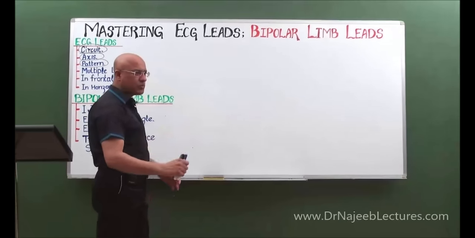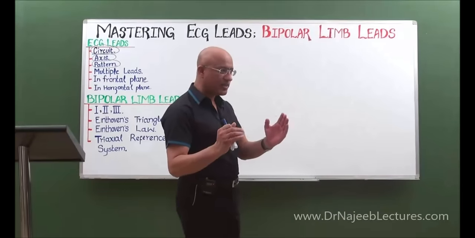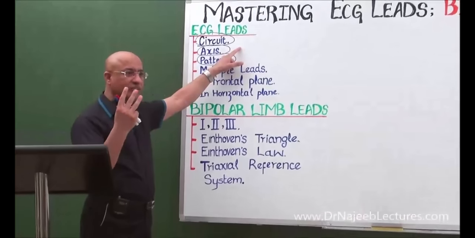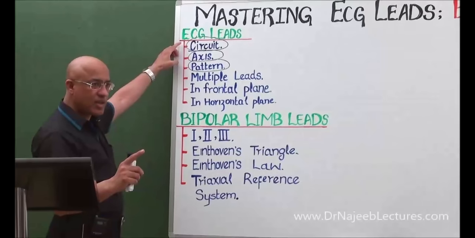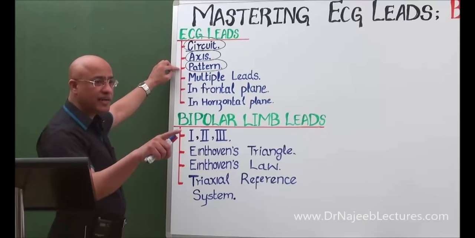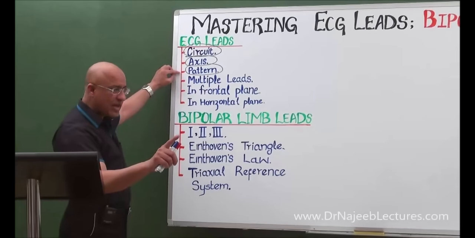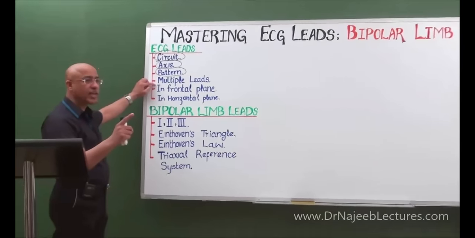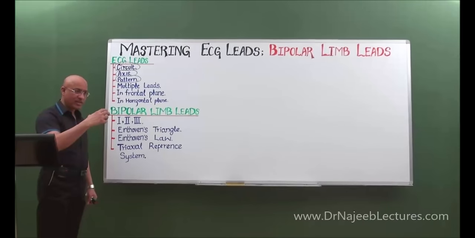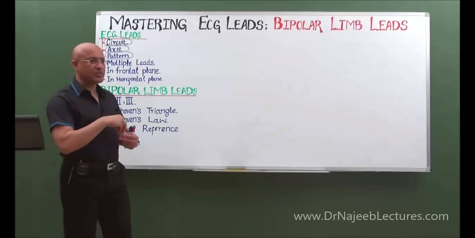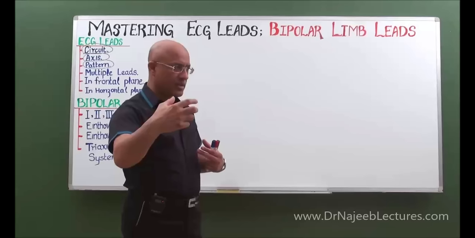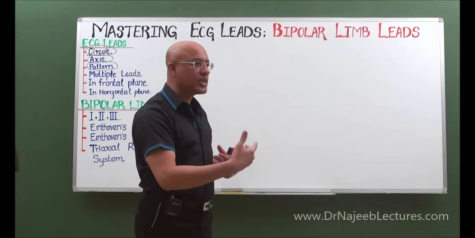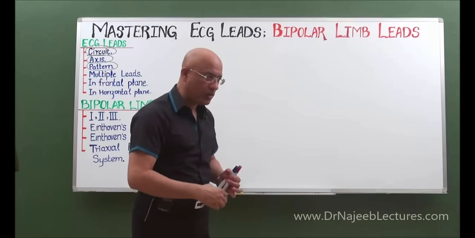Right. So in the previous lecture, we were talking about the ECG leads. We discussed that the word ECG lead should be imagined in three contexts, at three levels: the circuit of a lead, the electrical axis of the lead, and the pattern drawn by that specific lead. Is that right? I also explained why we need multiple leads: they look at the electrical activity of the heart from different angles. The same electrical activity, when looked at from different angles, lets you detect different alterations in the electrical activity of the heart and associated pathologies, right?